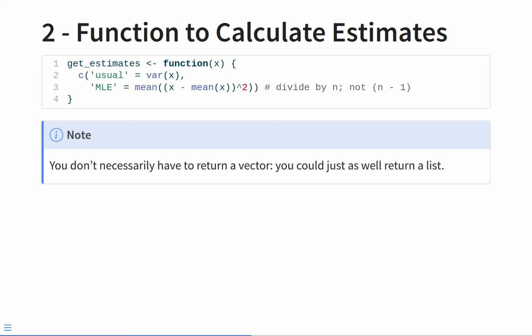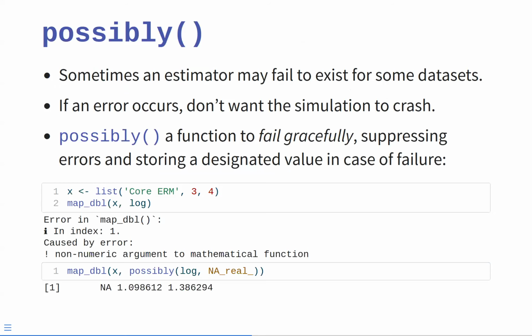So here I am writing a function called getEstimates. This function is going to return the 2 estimates, the usual estimator, which is just the sample variance, and the MLE, which divides by n, not by n minus 1. Now here I am returning a vector. If you don't like that, you could have returned a list, you could have returned a data frame. This is just a bit simpler, and I am going to be binding the rows later on with map_dfr, so this is sort of convenient.